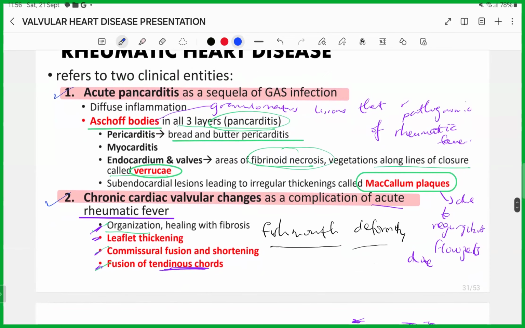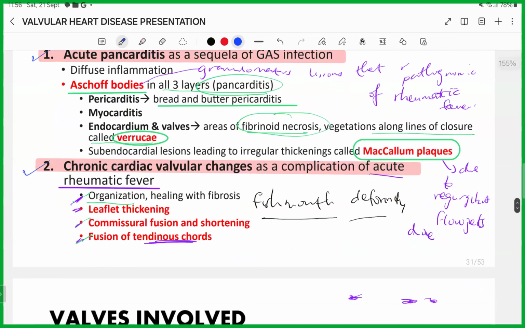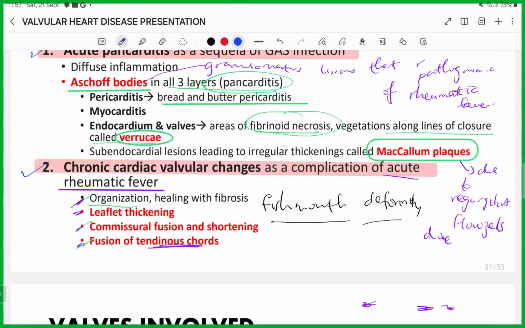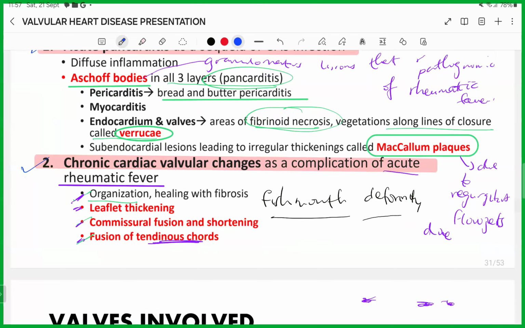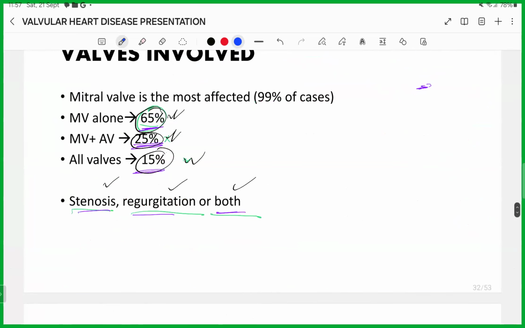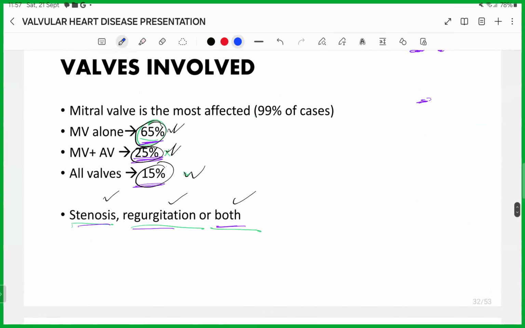And then the second one is chronic valvular changes, which are chronic, problematic and lifelong. So you have those deformities you showed, fish mouth deformity, or connective tissue deposition, organization of fibrous tissue, and thickening of the valves. And so it becomes a valve that is very stiff, and so it leads to stenosis, regurgitation, or both. Typically, the mitral valve is affected most of the time, in 99% of cases, and in 65% of cases it's affected alone. In other cases, it may be affected together with other valves.